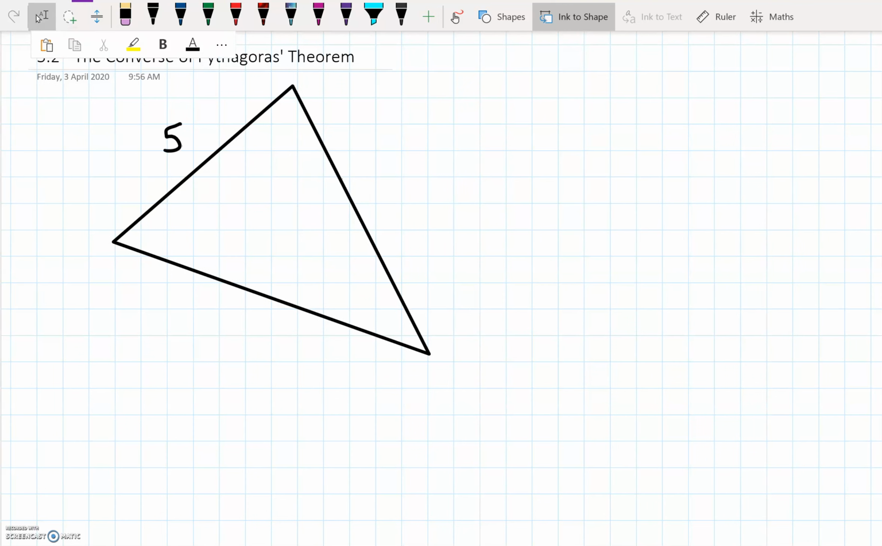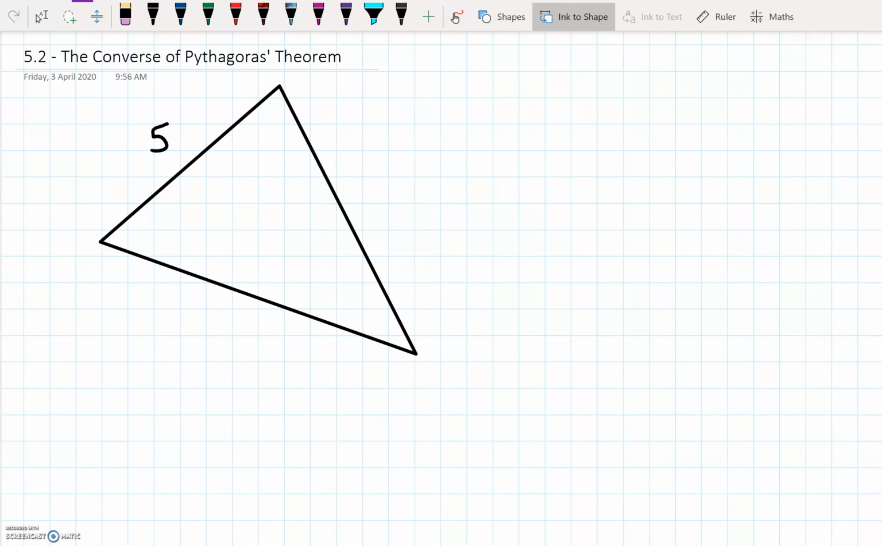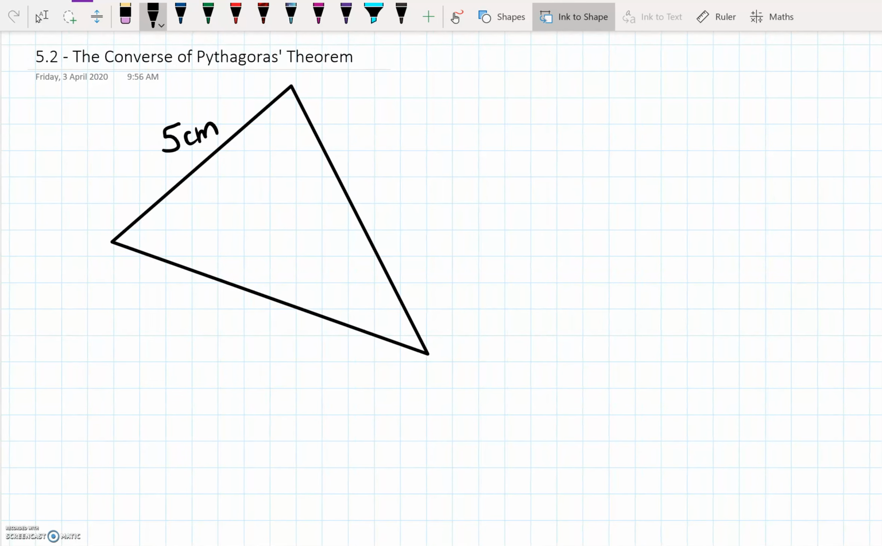So we'll say that this is 5 centimeters, this here is 12 centimeters, and this is 13 centimeters. Now let's say that I've said to you guys, I want to know, let's use PQR, is triangle PQR a right-angled triangle or not? We need to decide. Now, we're going to use the converse of Pythagoras' theorem. You don't necessarily need to call it that. We're basically just using Pythagoras' theorem to prove if this is a right-angled triangle or not.